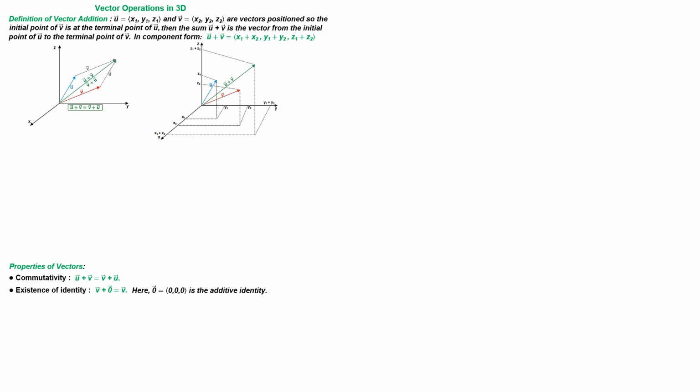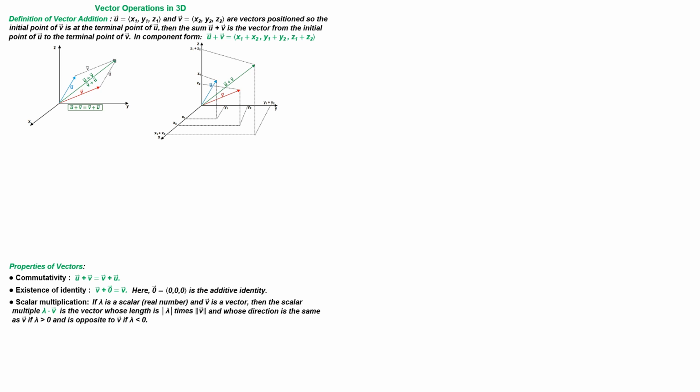Now we will learn how to multiply a vector by a real number. The operation of multiplying a vector by a real number is called scalar multiplication because the term scalar is another word for real number. If lambda is a scalar and v is a vector, then the scalar multiple is the vector whose length is the modulus of lambda times the length of vector v, and whose direction is the same as vector v, if lambda is greater than 0, and is opposite to v if lambda is less than 0.